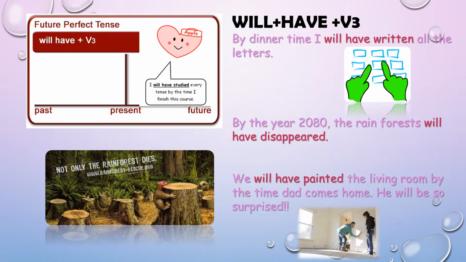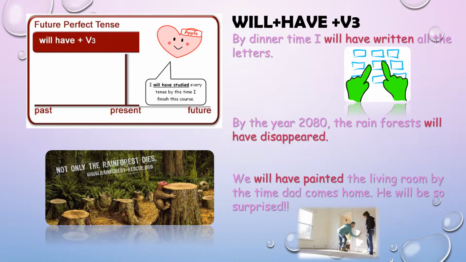The next future form is the future perfect. It is used to talk about actions that will be completed before a specific time or another action in the future. Look at the examples. By dinner time, I'll have written all the letters. By the year 2080, the rainforest will have disappeared. So, in the year 2080, unfortunately, there won't be any rainforests.